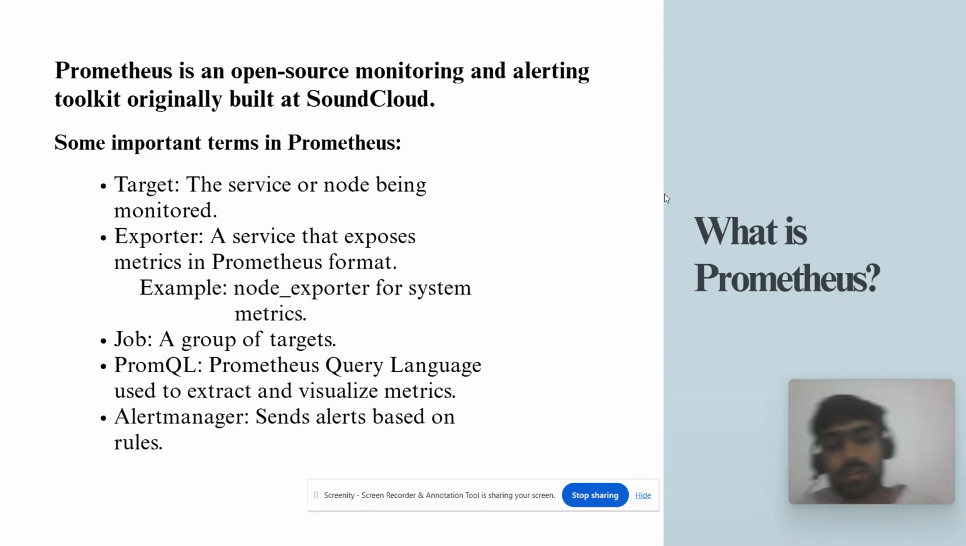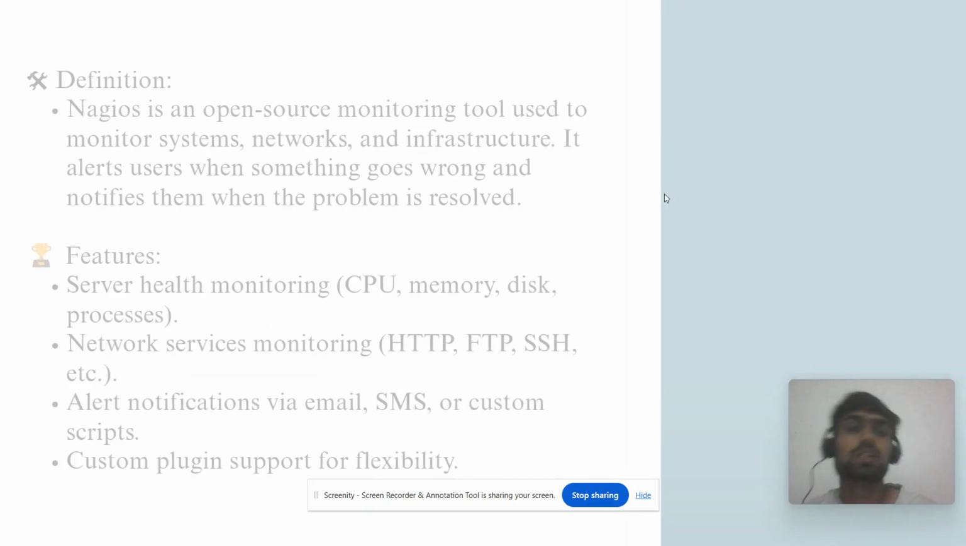Then there is job. A job is a group of targets. A target, as we have seen, is a service which is monitored, and a job is a group of targets. Then there is a query language defined specifically for Prometheus. It is called PromQL, Prometheus Query Language. It is used to extract and visualize metrics. Then there is Alertmanager, which is used for sending alerts based on rules. So this is what Prometheus is.